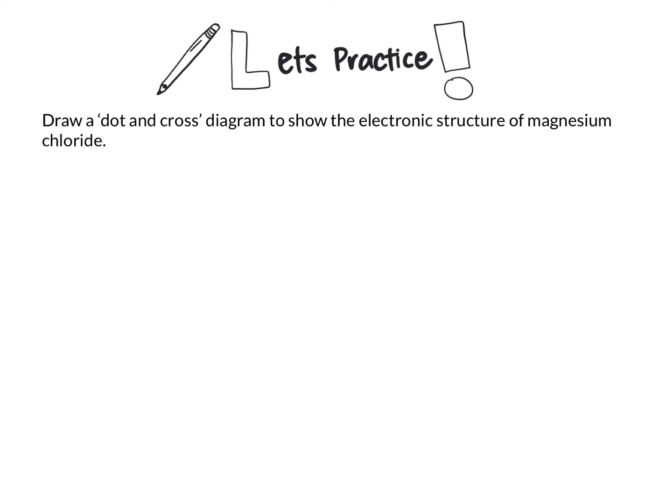Now, take a look at the following practice. Draw a dot and cross diagram to show the electronic structure of magnesium chloride. Pause the video now and practice. Once you are done, play the video from here again.